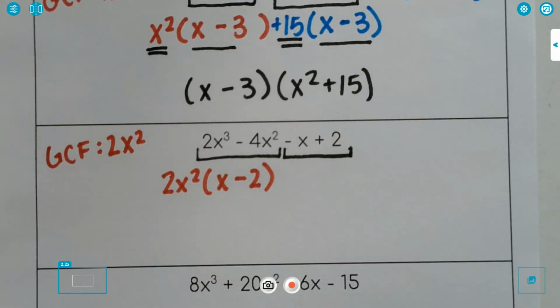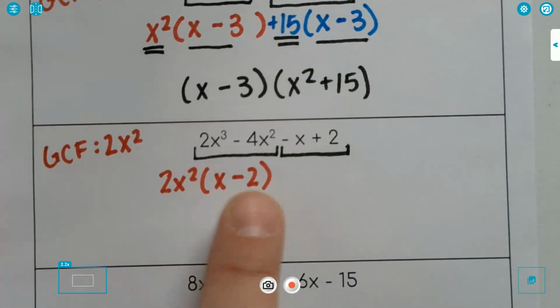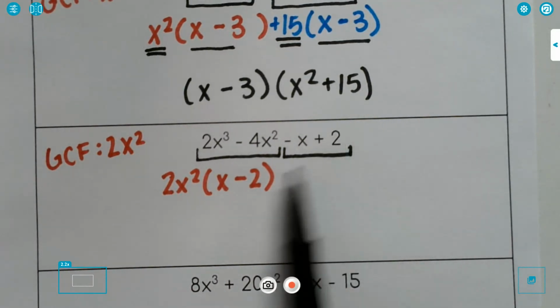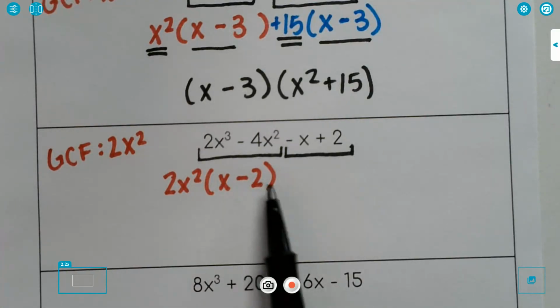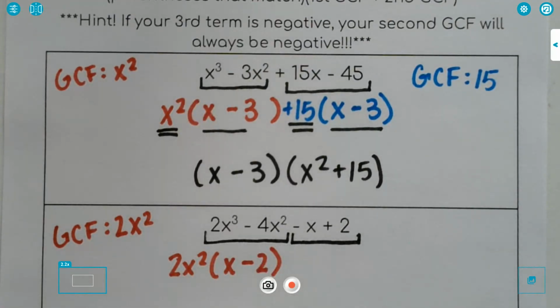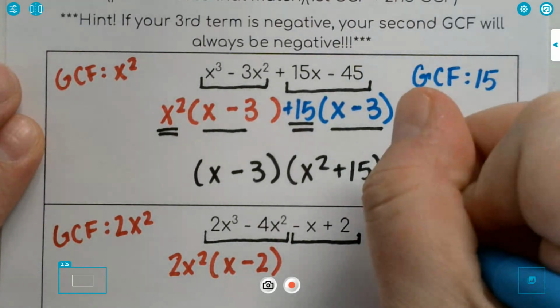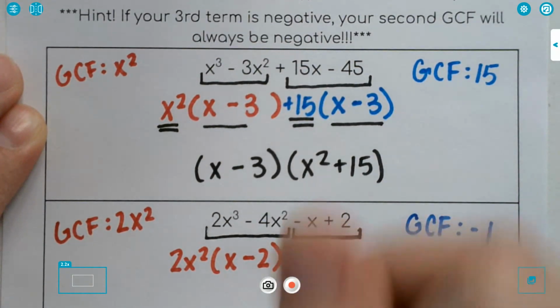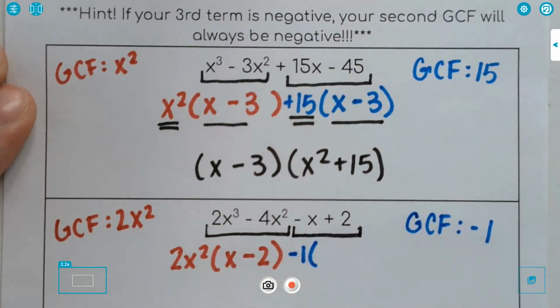But I know I need to leave behind an x minus 2. This is currently negative x plus 2. I need it to be positive x minus 2. So this was that hint that I put here. If your third term is negative, your second GCF will always be negative. So in order to leave behind an x minus 2, we need to divide out the greatest common factor here of just negative 1. So out of these last two terms, we're going to divide out a negative 1.